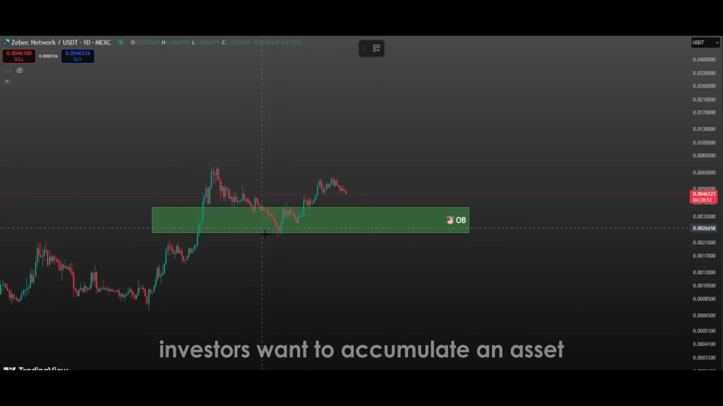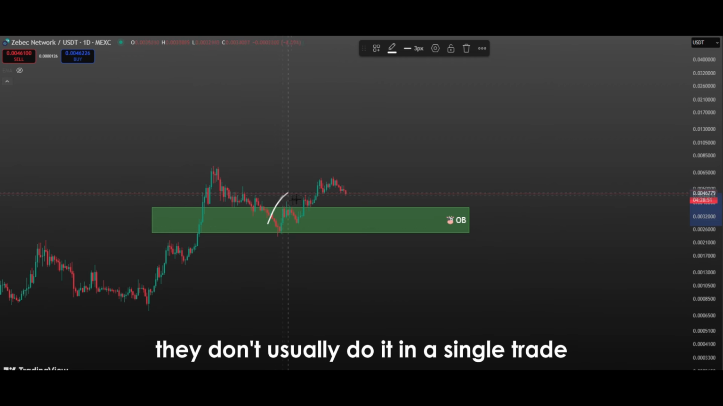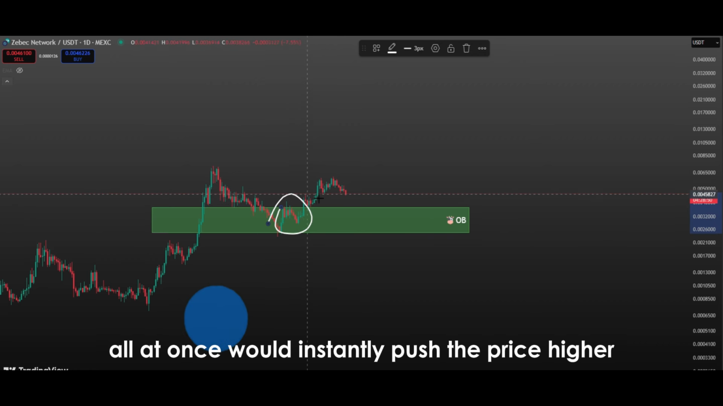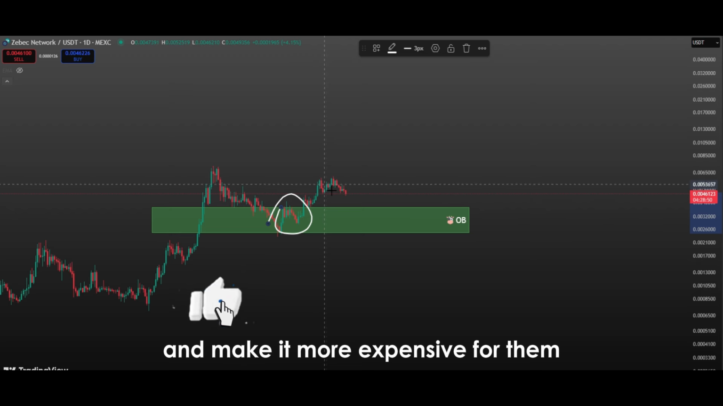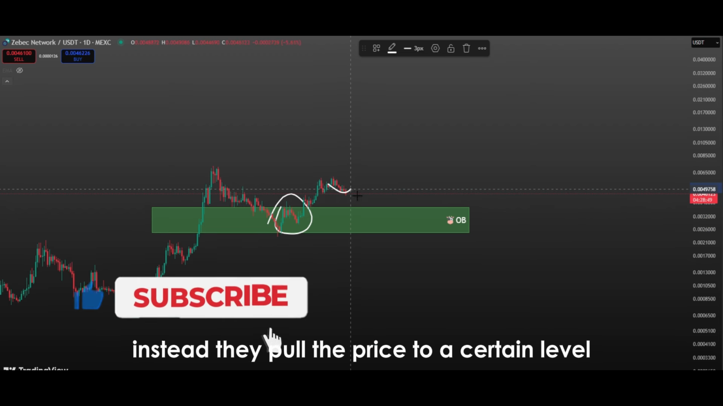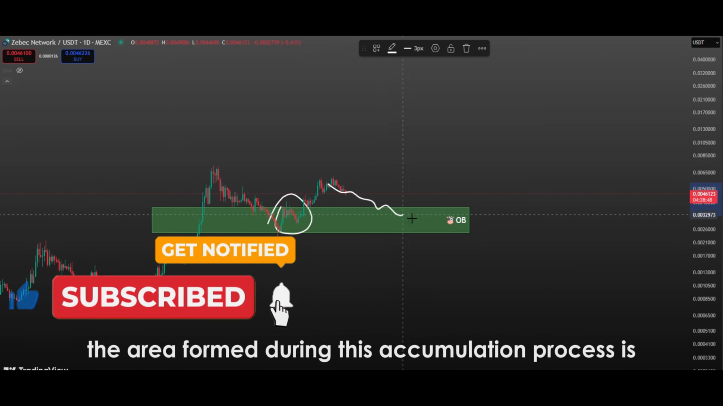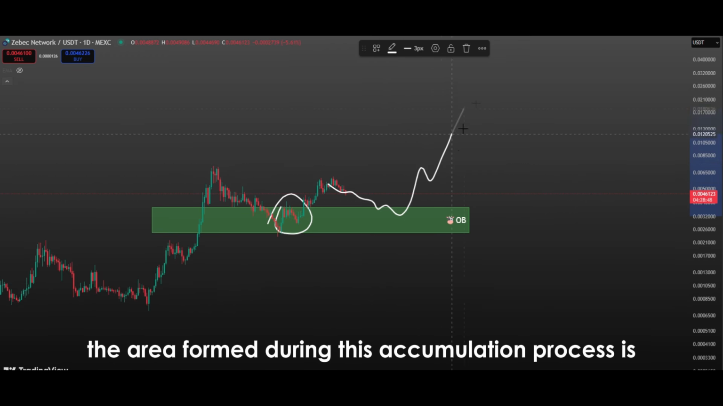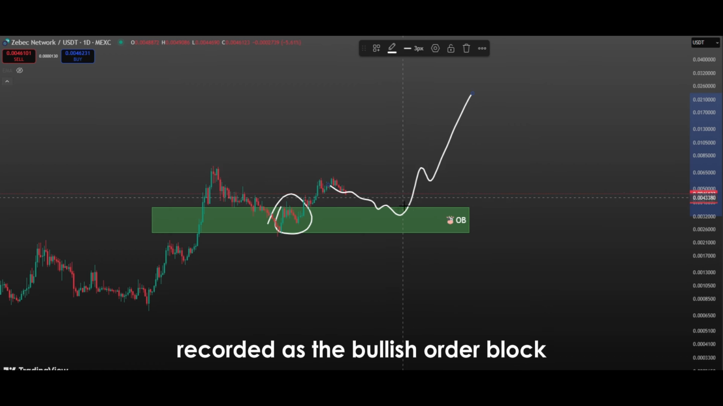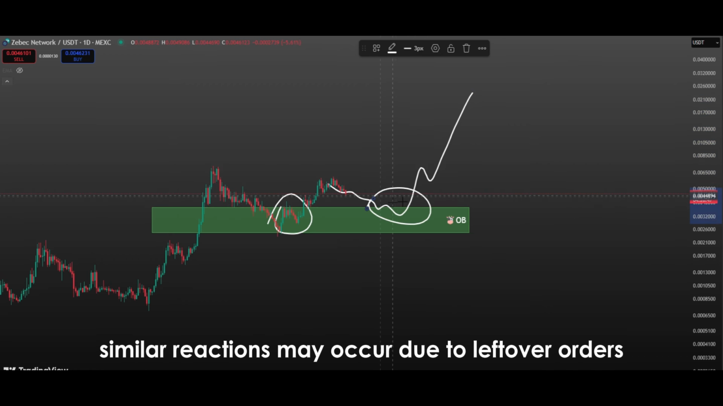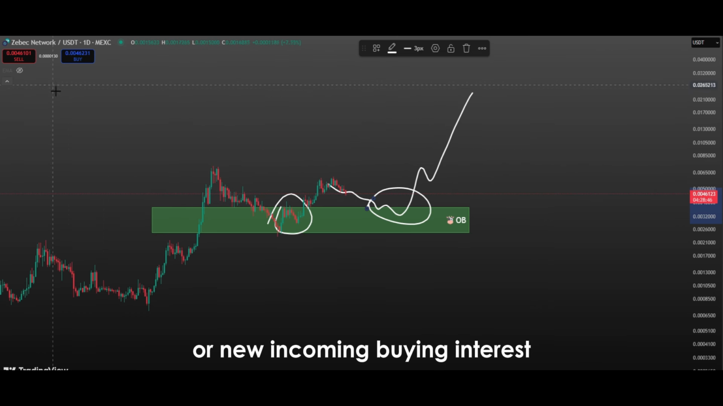When institutional investors want to accumulate an asset, they don't usually do it in a single trade, because buying huge volumes all at once would instantly push the price higher and make it more expensive for them. Instead, they pull the price to a certain level and slowly accumulate liquidity there. The area formed during this accumulation process is recorded as the bullish order block. Later, when the price returns to that zone, similar reactions may occur due to leftover orders or new incoming buying interest.